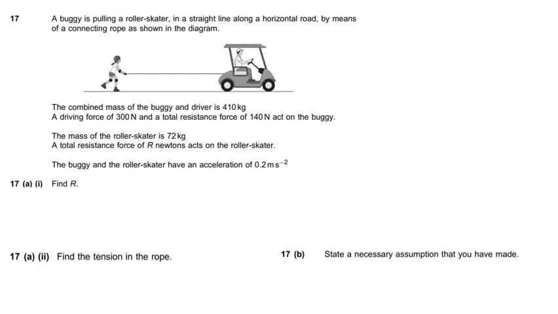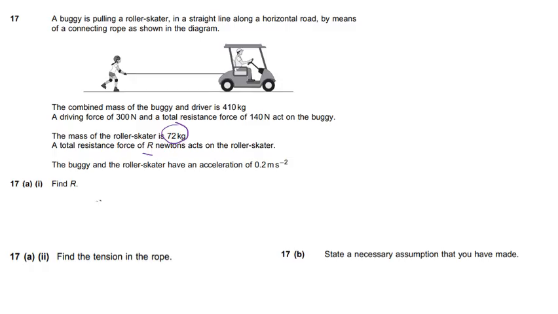Okay, last question now. So we've got some golf buggy, it looks like, pulling a roller skater, and we're told some information here that the mass of the buggy and driver is 410 kilograms, the driving force is 300 newtons, and there's a total resistance force of 140 on the buggy, and a resistance force of R on the roller skater, who is 72 kilograms. And the whole system is accelerating at 0.2 meters per second squared. Find R. Right, for this first part, we're just going to look at the whole system together.